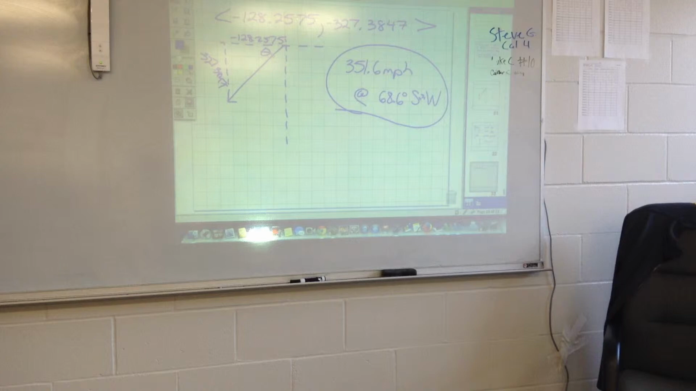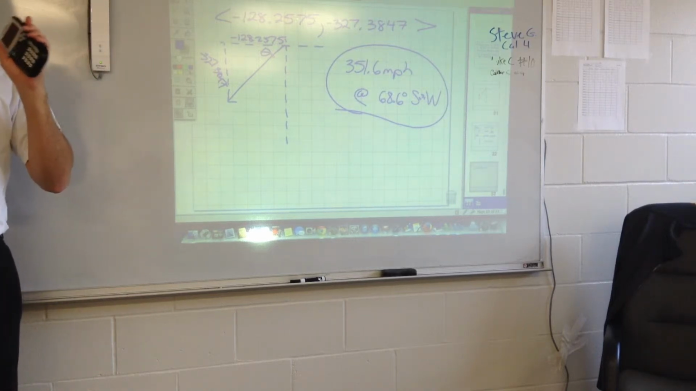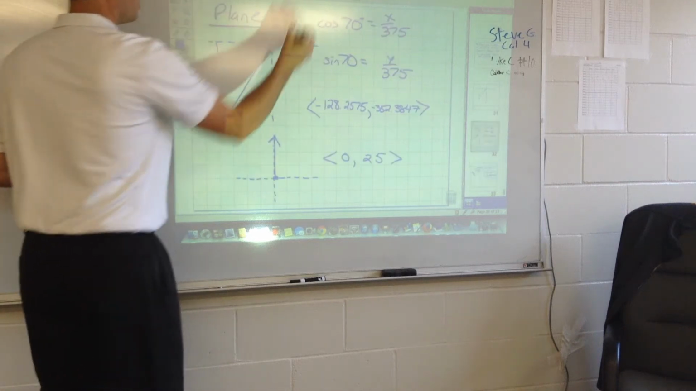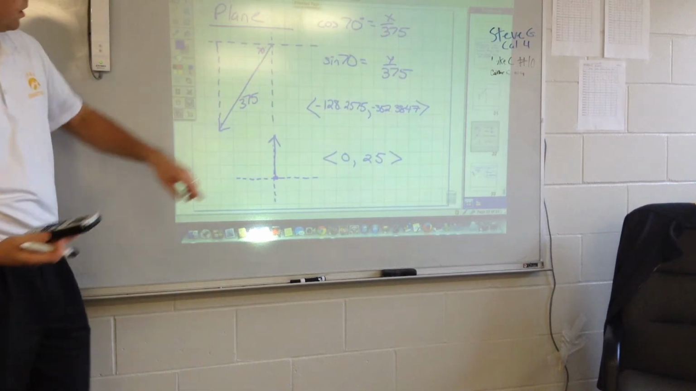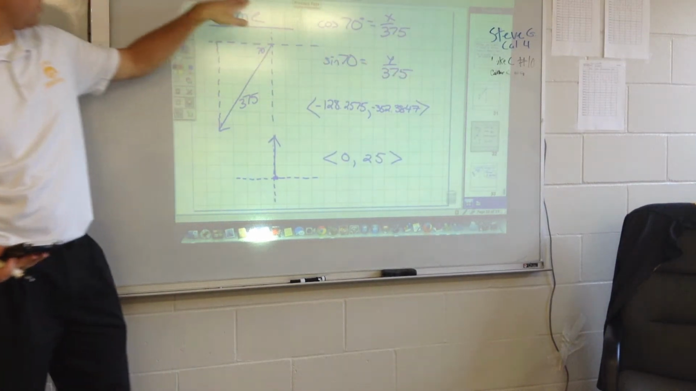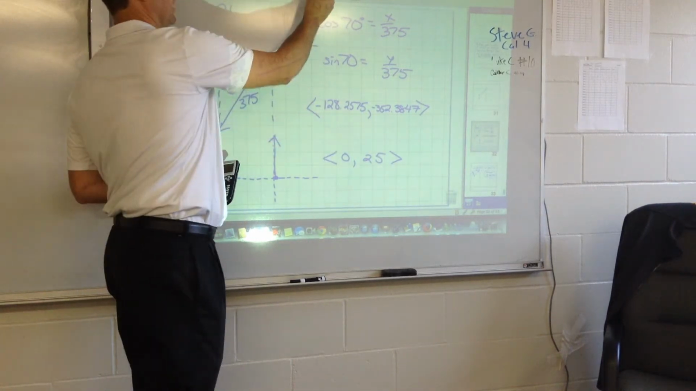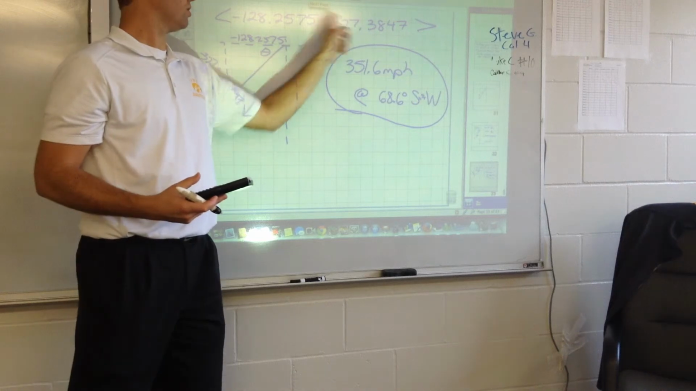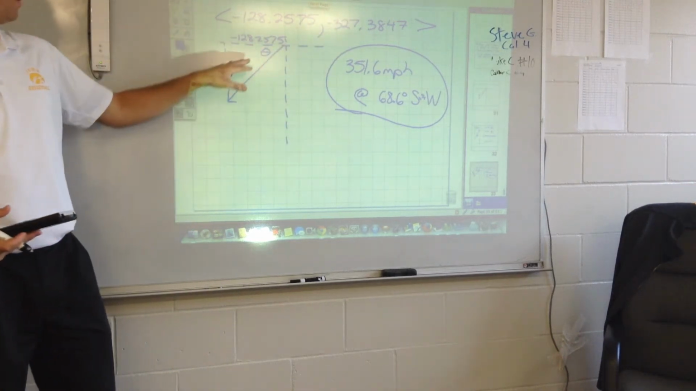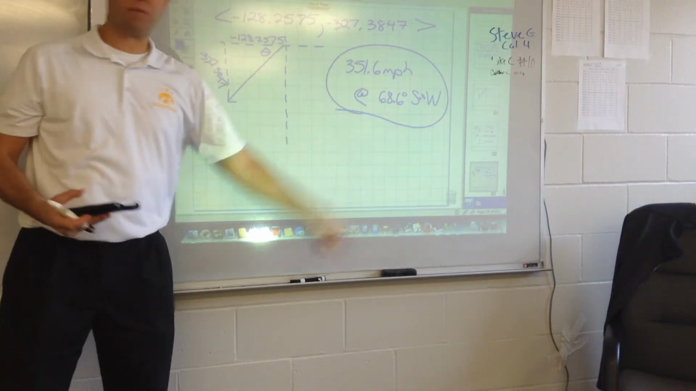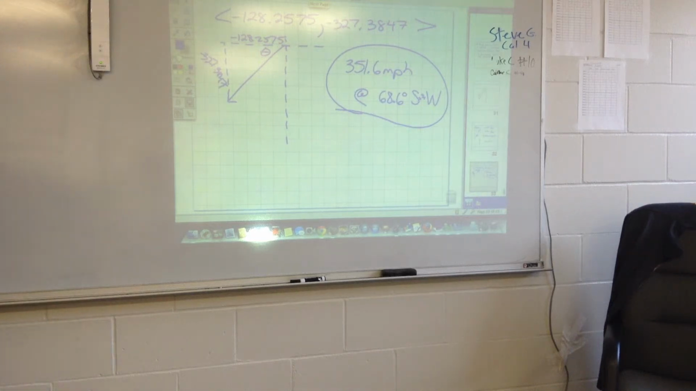So, there's the component method. Basically, you do each vector or each force by itself. Find the x and the y that represents the plane, find the x and the y that represents the wind, add them together to get your resultant as an ordered pair, draw the picture, do Pythagoreans, do inverse tangent, get your answer. Okay, seems simple enough?